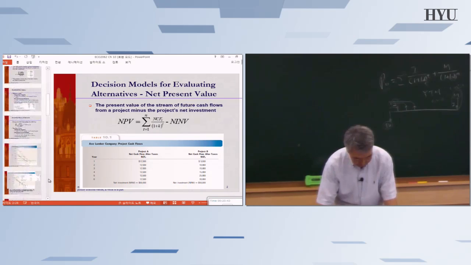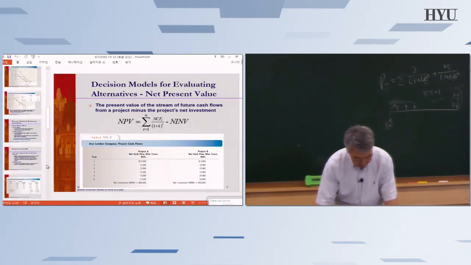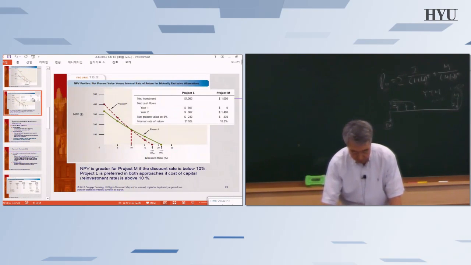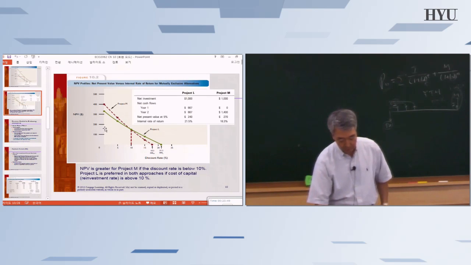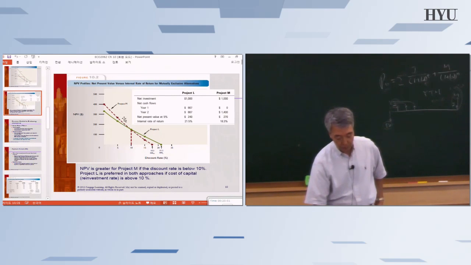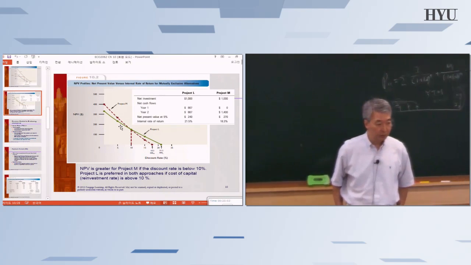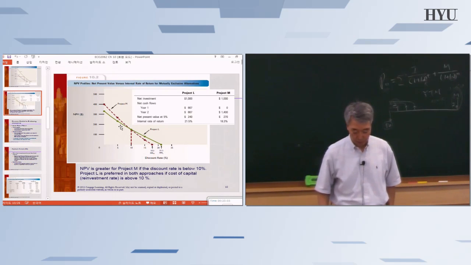Okay, so the conclusion here is, in case you have a conflict like that, then you should choose the NPV approach, the net present value approach. Okay?